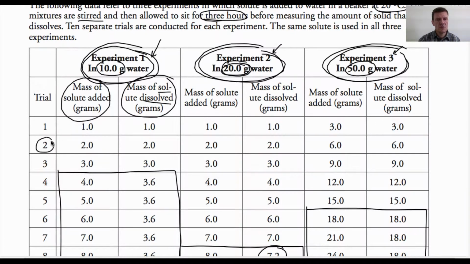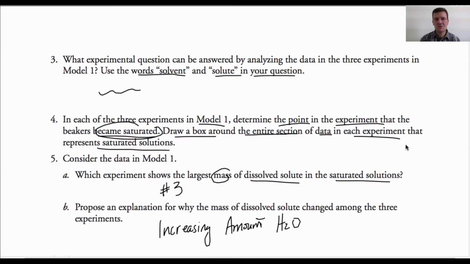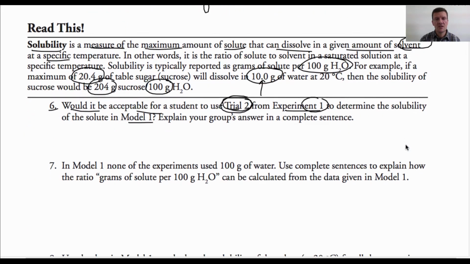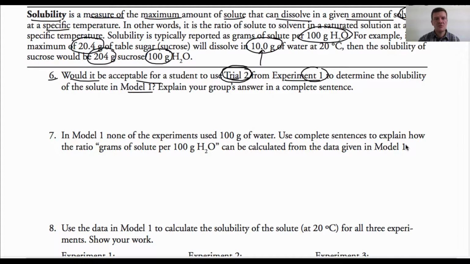Trial 2, could you use this here? Well, if you look across trial 2 and all of these actually, they have not become saturated yet. You have to wait until they're saturated to determine the solubility. So you have not reached the maximum amount yet. So no, you could not use trial 2. You haven't reached the maximum amount yet, and solubility is a measurement of the maximum.